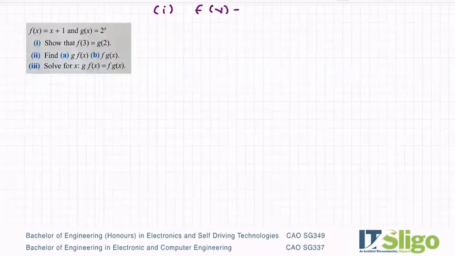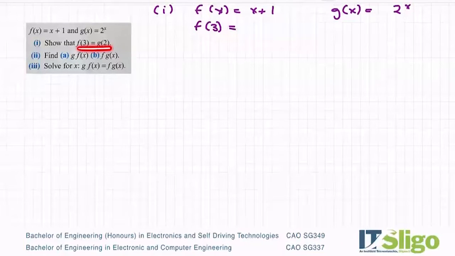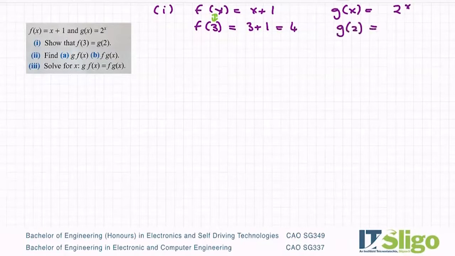We have f of x being equal to x plus 1. We have g of x being equal to 2 to the power of x. For f of 3, we have to show that f of 3 is equal to g of 2. So let's work out f of 3. In this one, x is being replaced by 3. So I have 3 and 1 is 4. And then I have to show that g of 2 is equal to that. So again, x is being replaced by 2. So I have 2 to the power of 2, which is 4. Okay, they're equal. Happy days.